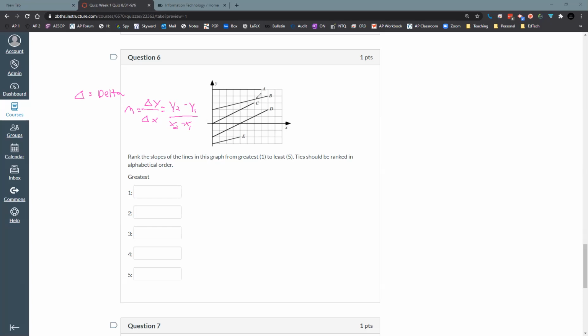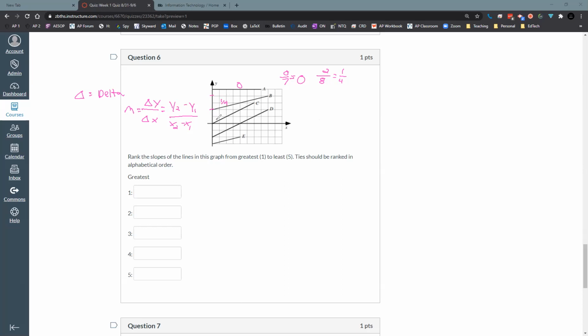So let's start from the top. A goes up 0 over 1, 2, 3, 4, 5, 6, 7. Not that it matters because 0 divided by anything is a 0. So A is a slope of 0. For B, we go from here to here. So we go up 2. And then we go over 1, 2, 3, 4, 5, 6, 7, 8. So 2 divided by 8 is going to give you 1/4. So B is a quarter.